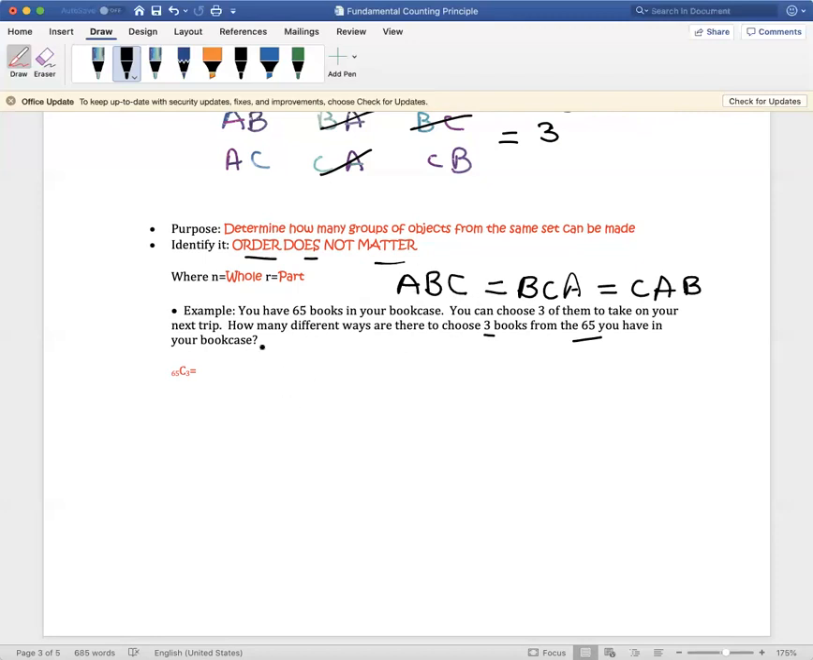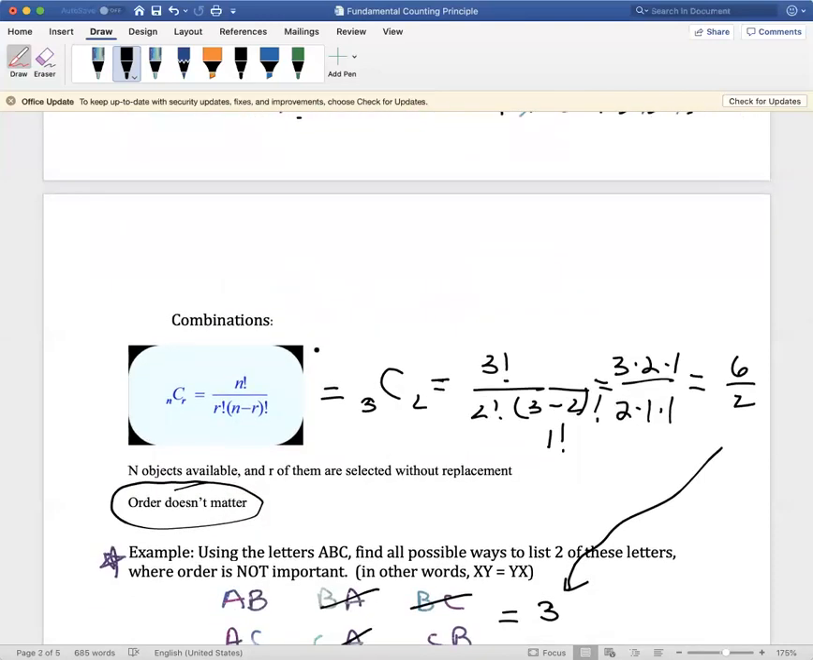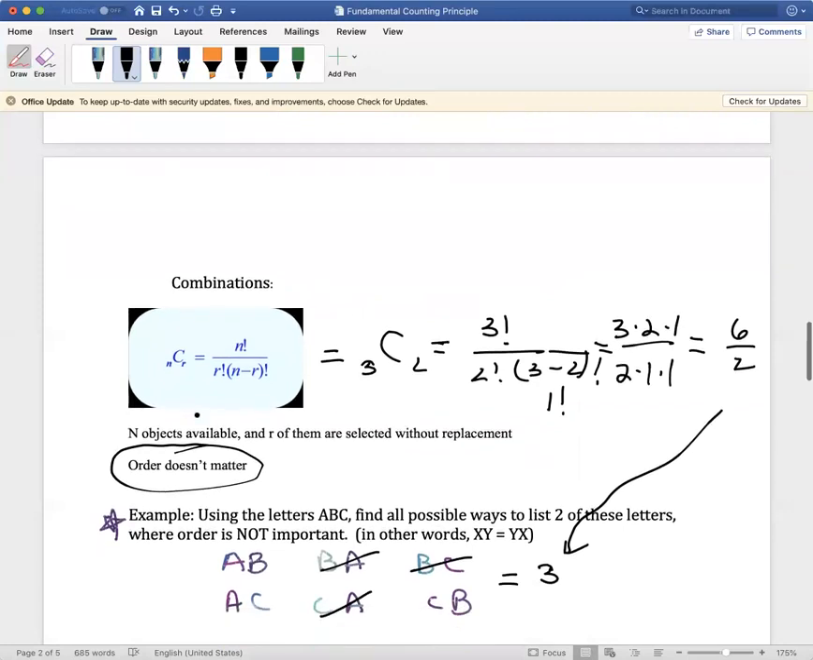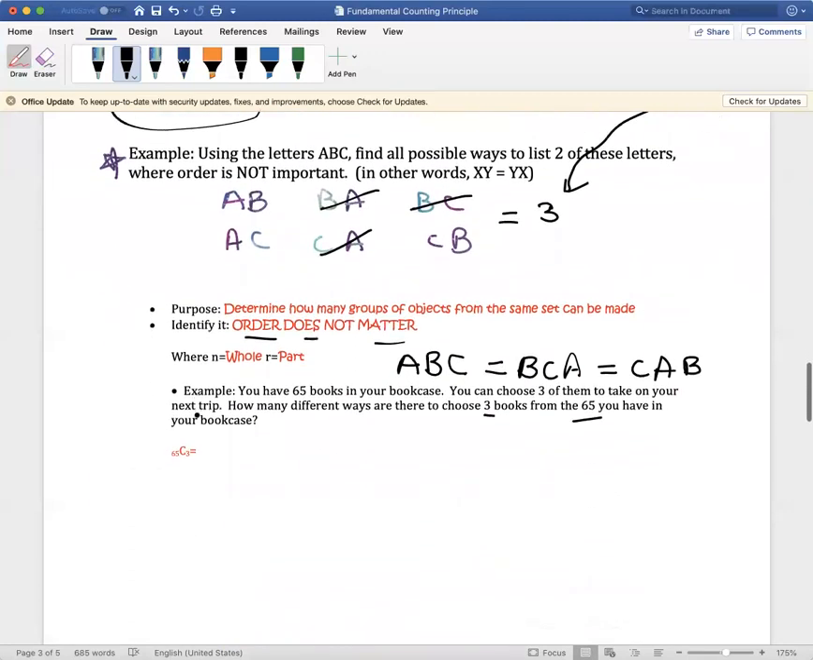Okay, so the formula for combination says nCr, so we have n objects, and we're taking r at a time. So it's n factorial divided by r factorial times n minus r factorial. So n factorial, which is 65 factorial, divided by r factorial, so that's 3 factorial, times 65 minus 3 factorial.